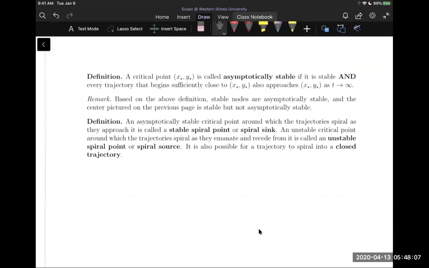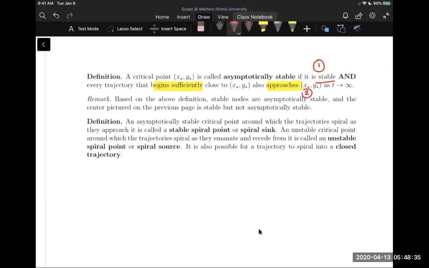So a critical point is asymptotically stable if it is stable. So first you have to have stability, and that every trajectory that begins sufficiently close to the point also approaches that point. So if you begin sufficiently close, then you're going to approach. So that's the second classification, or the second condition, to be considered asymptotically stable.